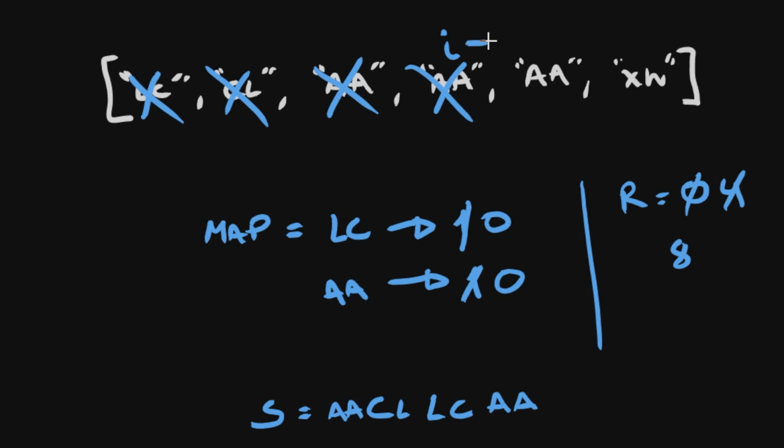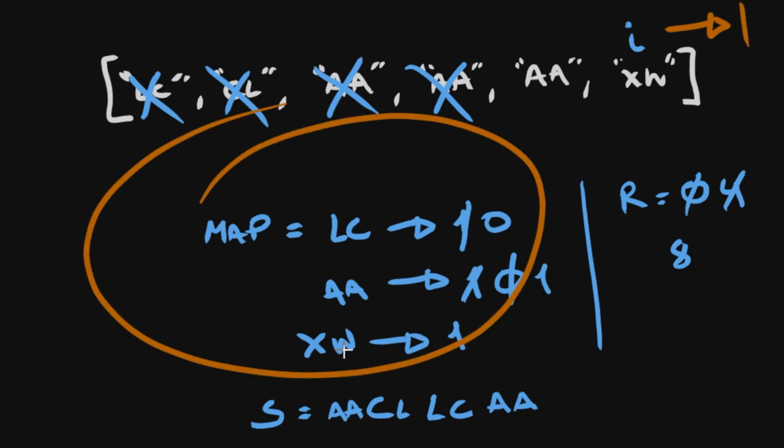So next we update i. Next we are checking if we have a positive count for AA in the map, and we don't, this is 0. So now this is 1 and we update i again. Next we are checking if we have WX in the map, and we don't, so we add XW with a count of 1. Next we update i, we reach the end. And this is our final map.